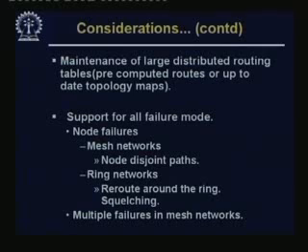Other important considerations are maintenance of large distributed routing tables, that is, pre-computed routes or up-to-date topology maps. You have to maintain this dynamically, because a network is a very dynamic thing. As links come up or go down, or nodes come up or go down, this may have to be recomputed and stored in a distributed fashion. And then of course, we would like to have support for all failure modes: node failure, for mesh networks, for ring networks, or it may be of course link failures.